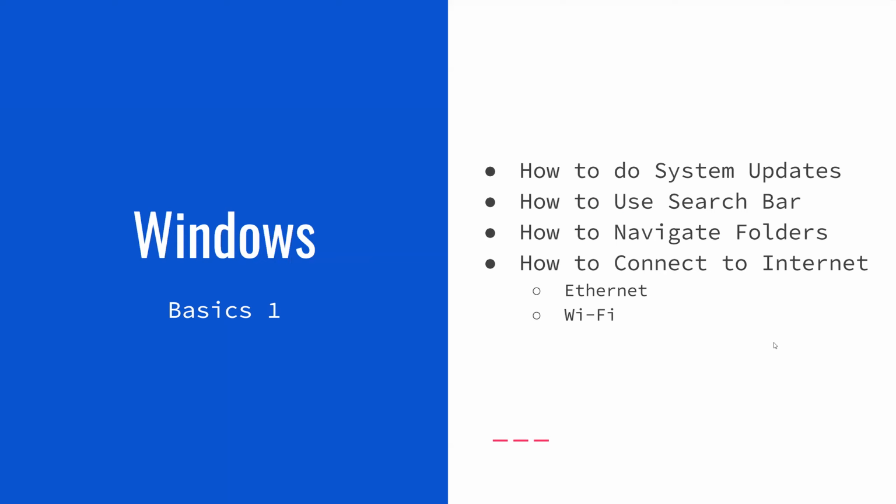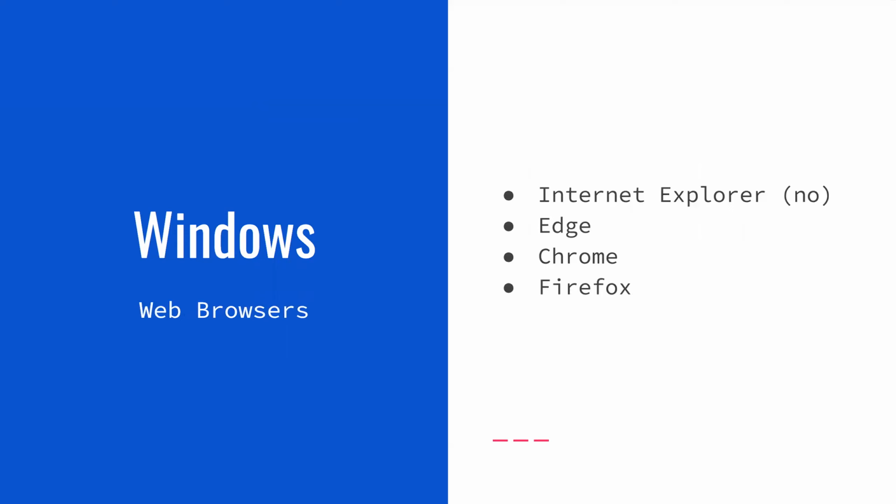So, connect to the internet. Once you are connected to the internet, you'll generally use a web browser in order to navigate online. Internet Explorer, do not use it, even if you're able to. Newer computers will not have Internet Explorer even installed as an option. So the 3 main options you'll have are Edge, which is Microsoft's browser, Chrome, which is Google's browser, and Firefox, which is the Firefox Foundation's browser. Obviously, the Firefox Foundation was really good at naming things.